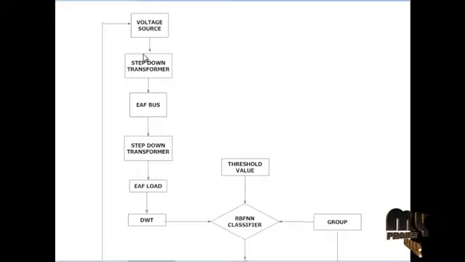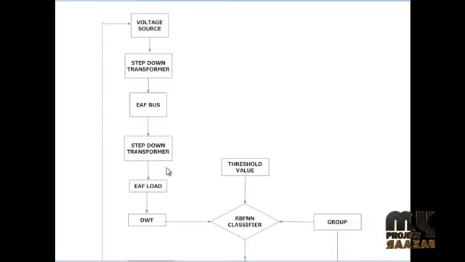Now the voltage goes to the step down transformer. The step down transformer steps down the voltage from 160 kilovolt to 11.4 kilovolt, and it is a 45 megawatt transformer, and then it goes to the EAF bus. The EAF bus is like a transmission line. It will transmit the 11.4 kilovolt to another step down transformer. This step down transformer steps down the voltage from 11.4 kilovolt to 460 volt. This is the 33 megavolt transformer.